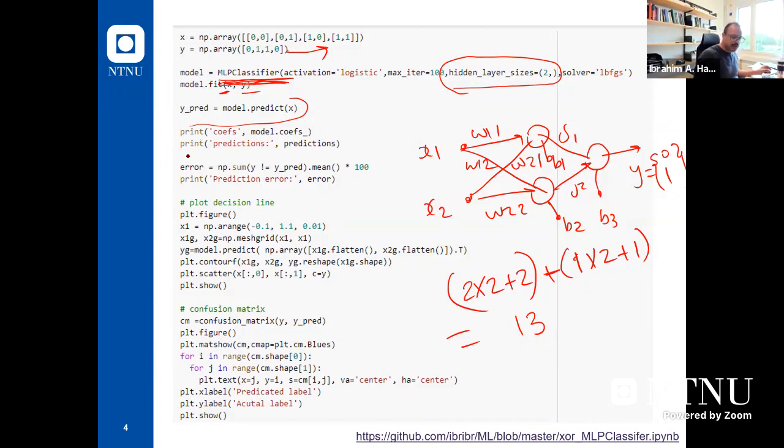We can print the coefficients of the model, right? We have the coefficients. I mean, last time we had, I guess, coefficient and intercept when it was a perceptron.